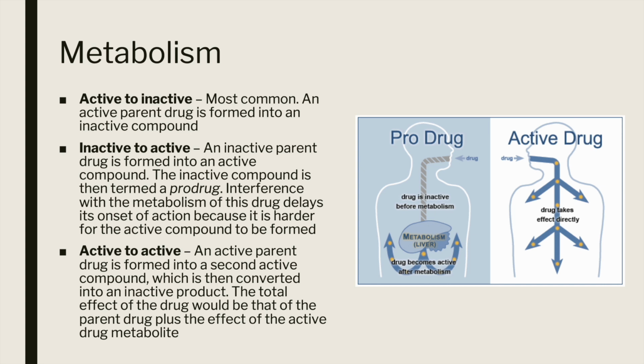And then you have active to active. So this means that you have an active parent drug that, when it's metabolized in the liver, is actually metabolized into a second active compound, which is then converted into an inactive compound. So it's almost like there's an extra step here. So the total effect of this drug is going to be the parent drug, which is active, plus the effect of the active metabolite before it is converted into an inactive product. So this is going to mean that this drug is going to have more of an effect because it goes through two active stages as opposed to just an active to an inactive.